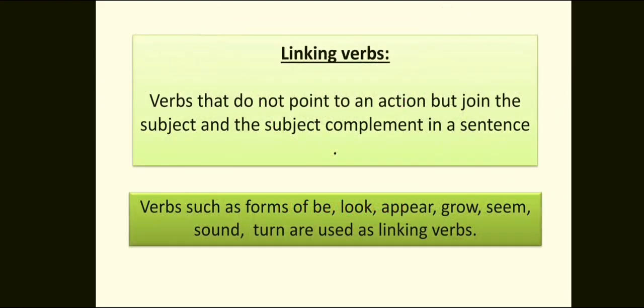What are linking verbs? Verbs that do not point to an action but join the subject and the subject complement in a sentence are known as linking verbs. Verbs such as forms of be, look, appear, grow, seem, sound, turn are used as linking verbs.